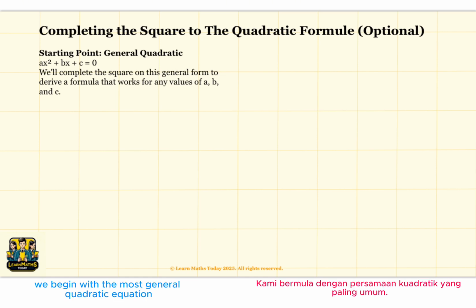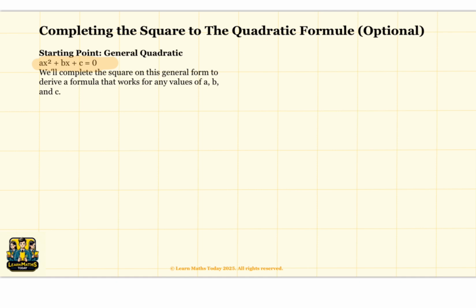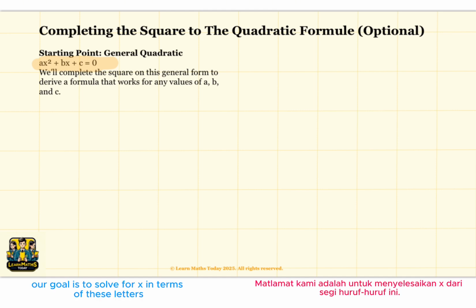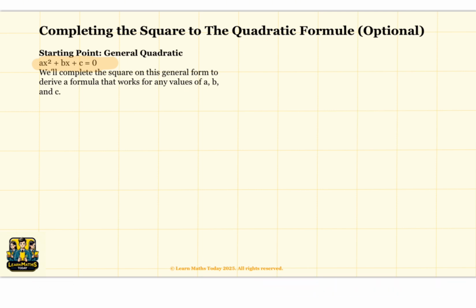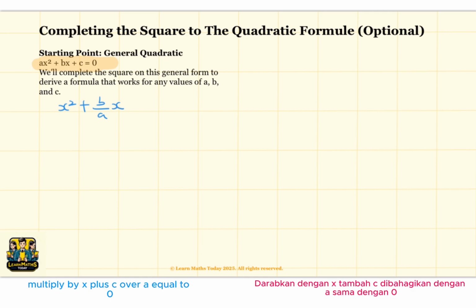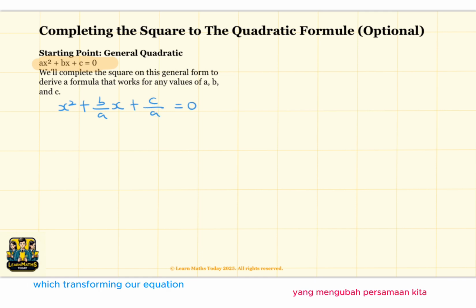We begin with the most general quadratic equation, ax squared plus bx plus c equal to 0. Instead of working with specific numbers, we're going to use the letters a, b, and c to represent the coefficients. Our goal is to solve for x in terms of these letters, creating a formula that works for every quadratic equation. First, we divide everything by a. This gives us x squared plus b over a multiplied by x plus c over a equal to 0. We're transforming our equation so that the coefficient of x squared becomes 1. That's like what we did earlier on.